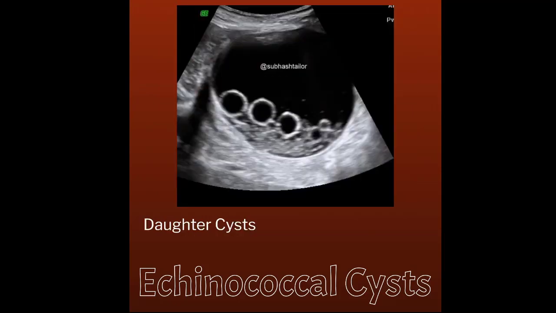Daughter cysts then are exclusively related to echinococcal or hydatid cysts. So daughter cysts is the second key thing that you need to know. And what we typically see then are tiny, small cysts within a bigger cyst. Now, you may have heard of daughter cysts in relation to ovaries. That's actually the wrong term for it. Sometimes you'll see a similar appearance in an ovary. Those are called oophrous.